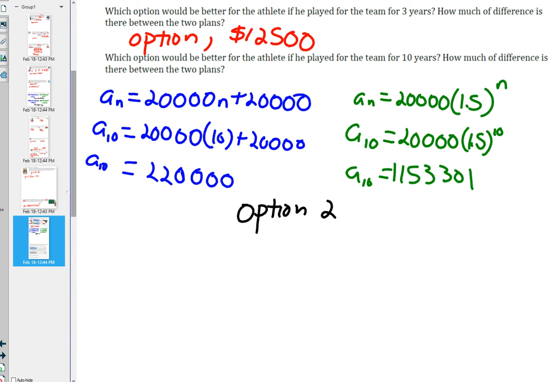And now let's subtract 1,153,301 minus 220,000. And not only is it better, it's better by 933,301.